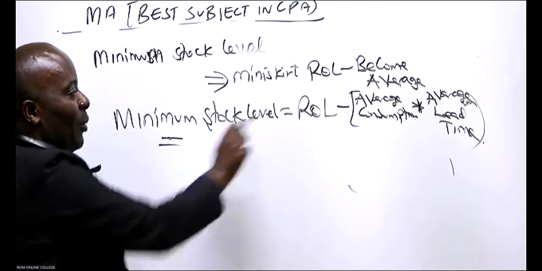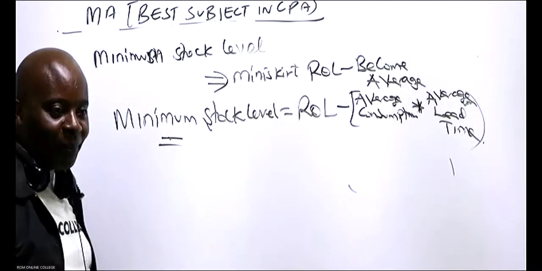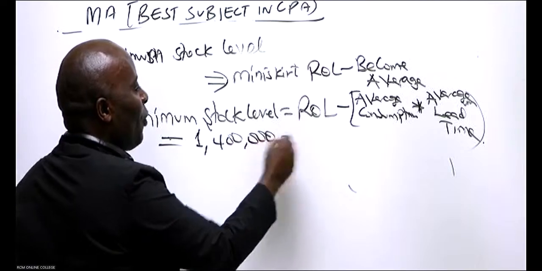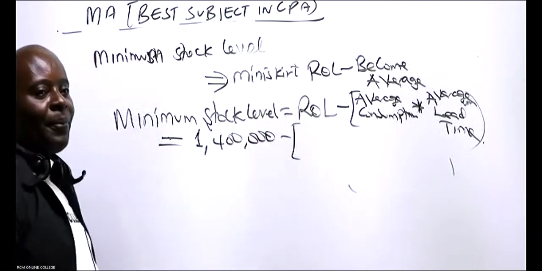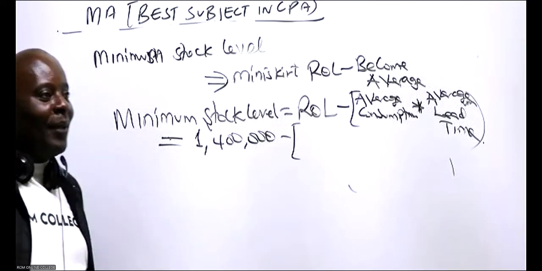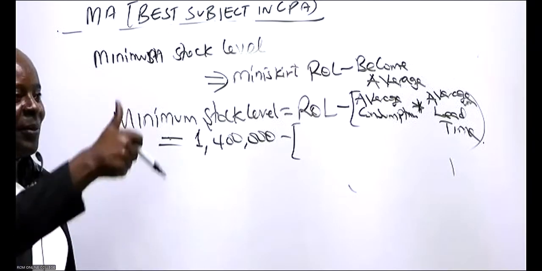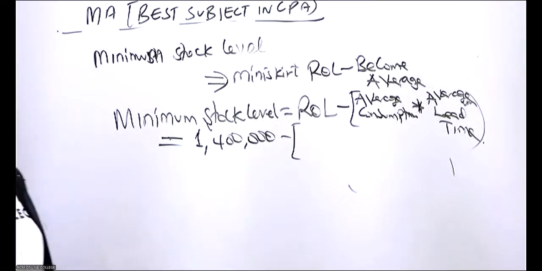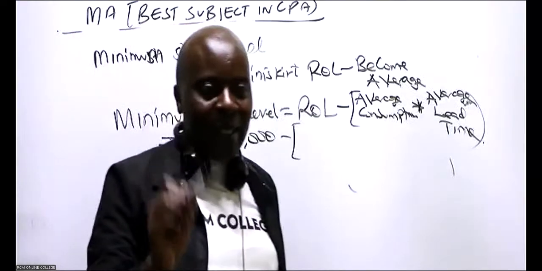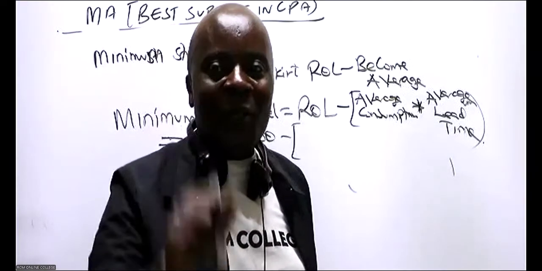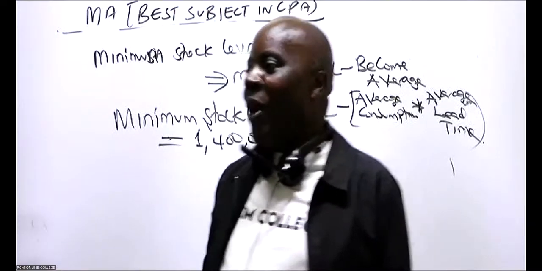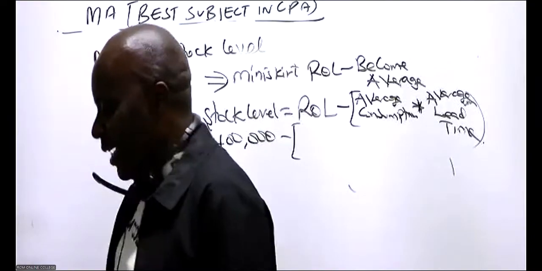Is there somebody who is able to remember the ROL figure, the one we got up there, 1.4 million? So this 1.4 million minus, into brackets, what do we have? Average. Great. So average consumption, you have so many of them, 12 months, isn't it? You must get the total and then divide by 12, because you want average consumption.